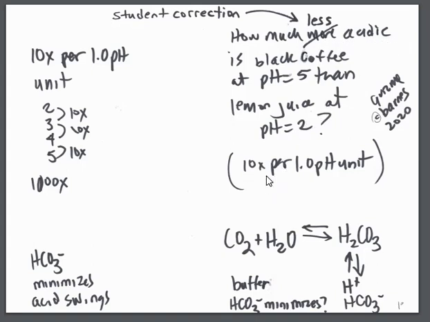Remember that there's a tenfold difference for every one change in pH. So if we go from 2 to 3, that's 10. From 3 to 4, 10. And from 4 to 5, that's 10x. 10 times 10 times 10 gives the answer. So we would say that black coffee is less acidic, 1,000 times less acidic than lemon juice.